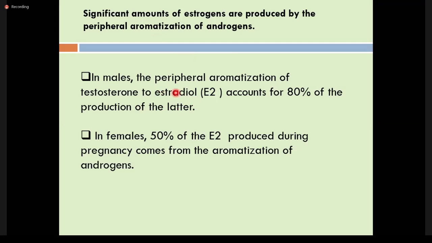Okay, so most of the estradiol that will be generated in the male is the responsibility of the peripheral tissues, not the testes themselves. While in females, 50% of the estradiol produced during pregnancy comes from the aromatization of the androgens. So there's a difference in the percentage of aromatization depending on the gender itself.